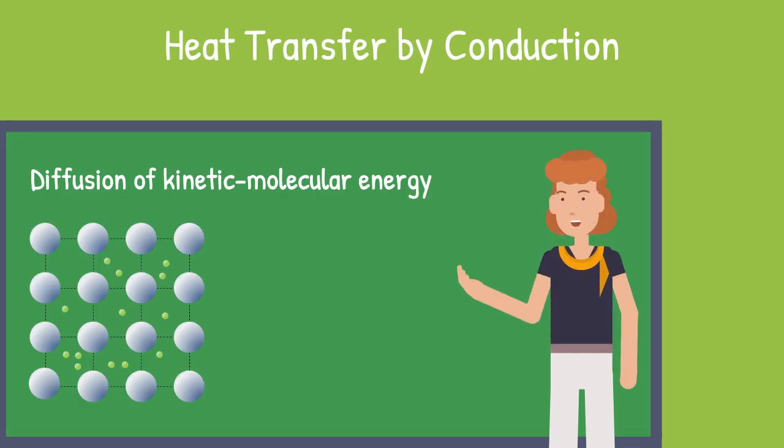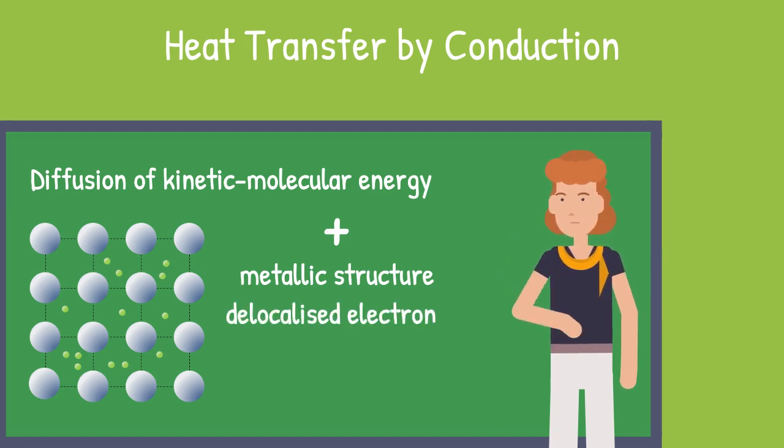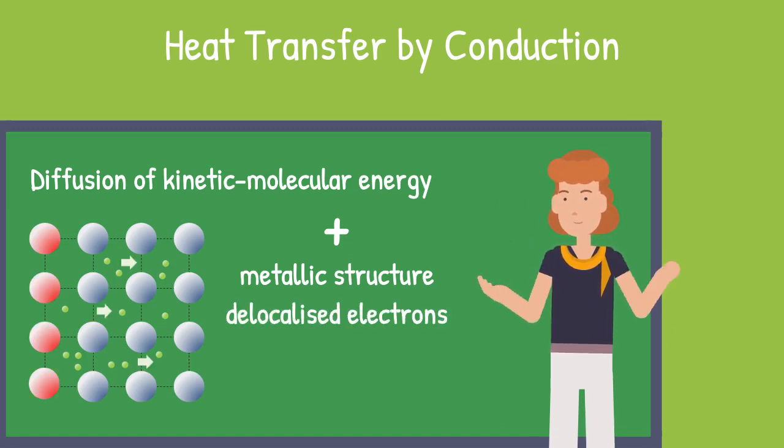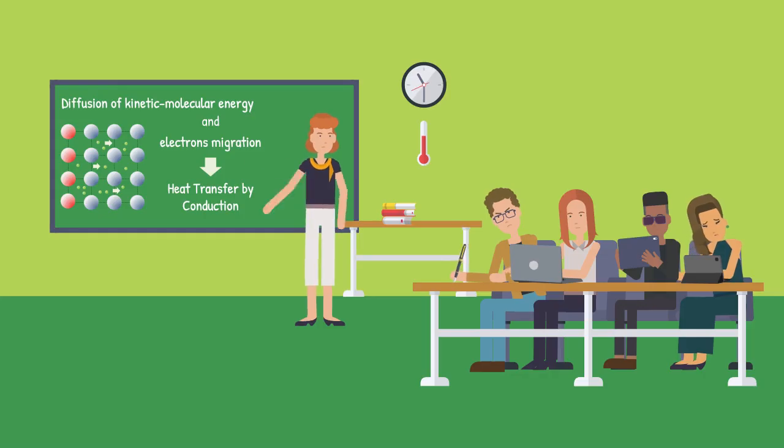However, the diffusion of kinetic energy is not the only physical phenomenon that occurs when the solid has a metallic structure. In the metallic structure, there are delocalized electrons. When one side is heated, electrons in this area gain kinetic energy. Their migration to colder parts enhances the rate of heat transfer. As a consequence, metallic materials are more conductive than non-metallic ones. We will call conduction, or conduction mechanism, the transfer of heat within material media by diffusion of kinetic molecular energy or by electronic migration.